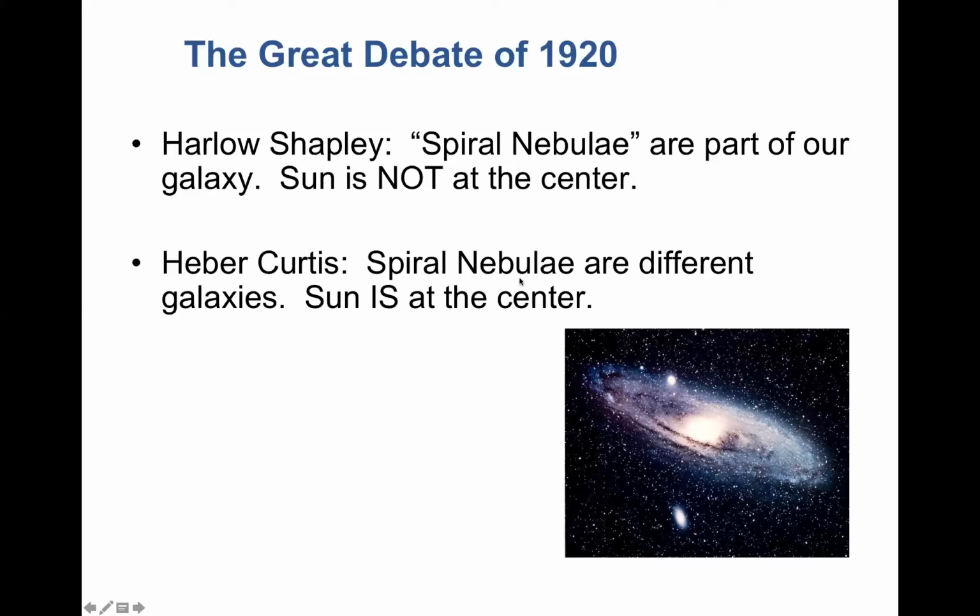Curtis, on the other hand, argued that these spiral nebulae are, in fact, other galaxies just like the Milky Way, much further away. He also argued that the sun is at the center. So Harlow Shapley turned out to be right about the sun's position in our galaxy, but not about these spiral nebulae. And Heber Curtis was vice versa. Anyway, nobody really won this debate because we had no idea how far away these galaxies were.